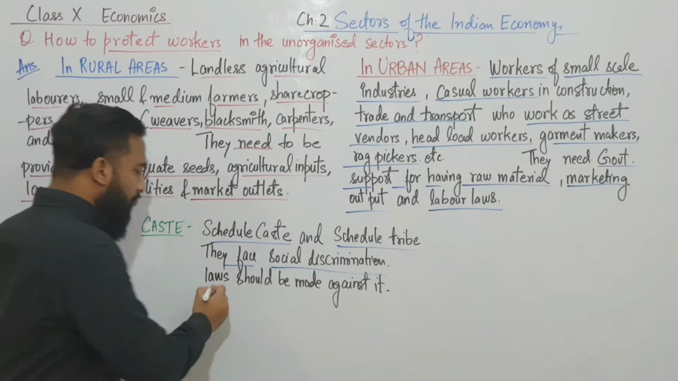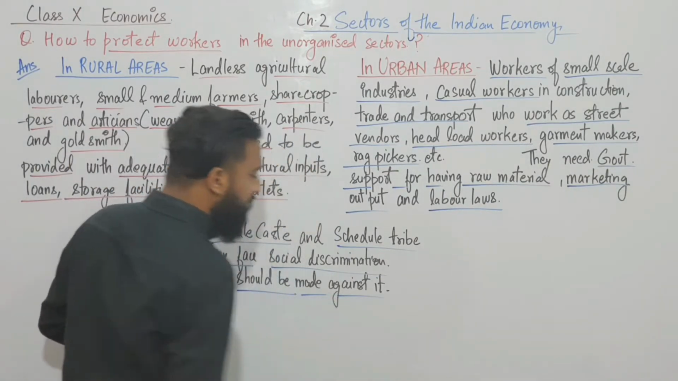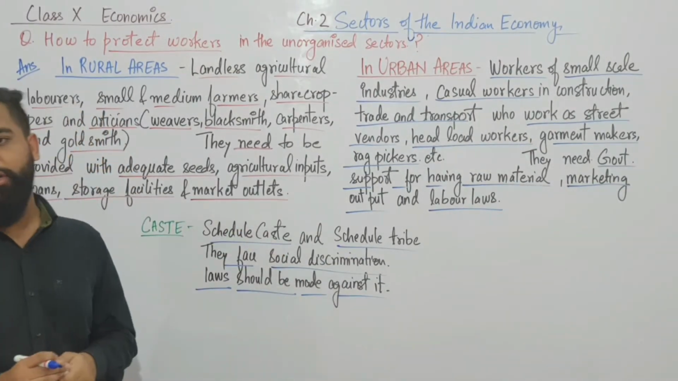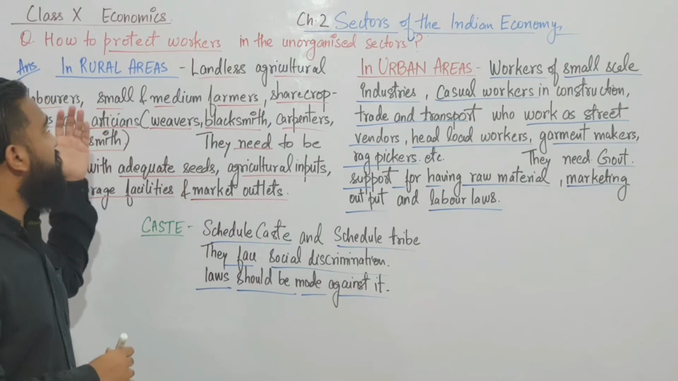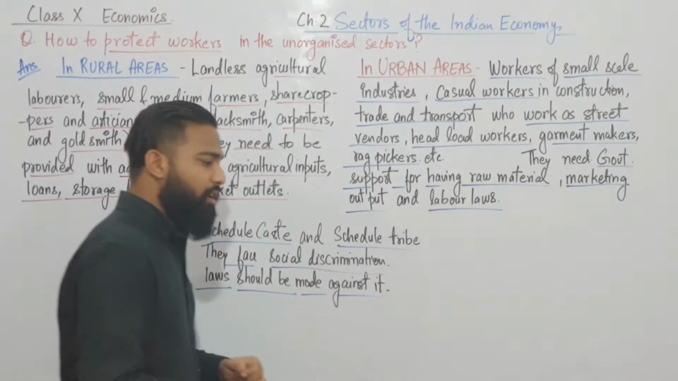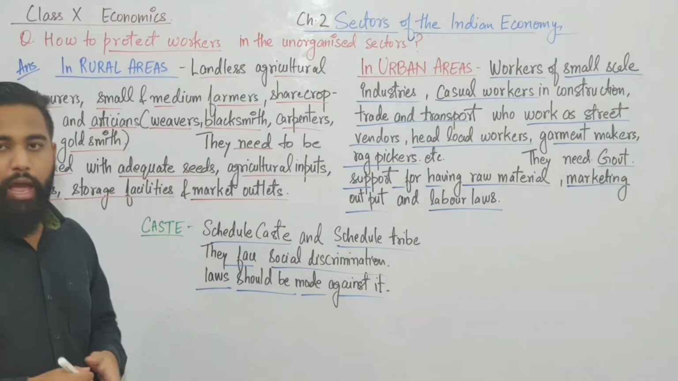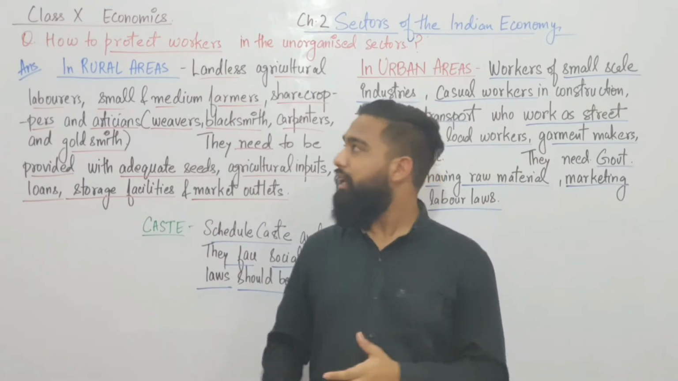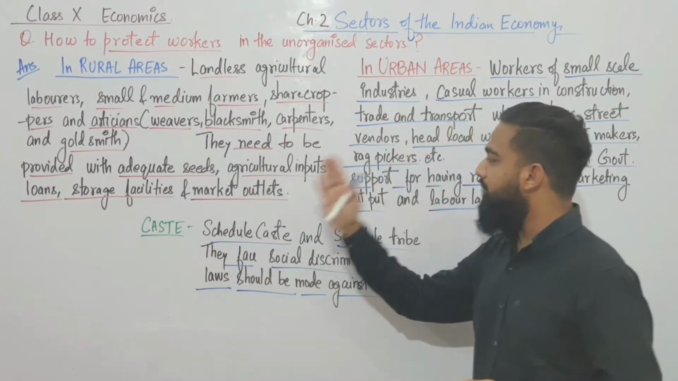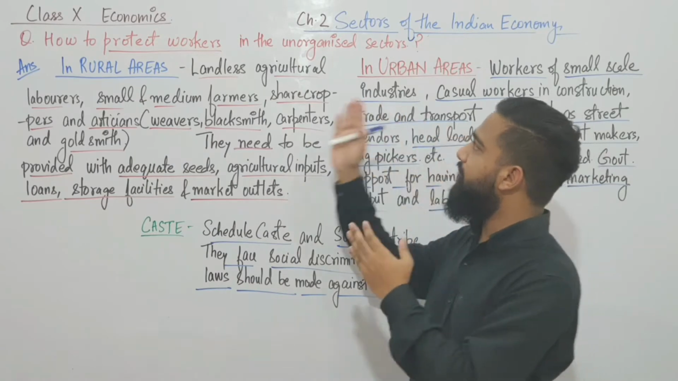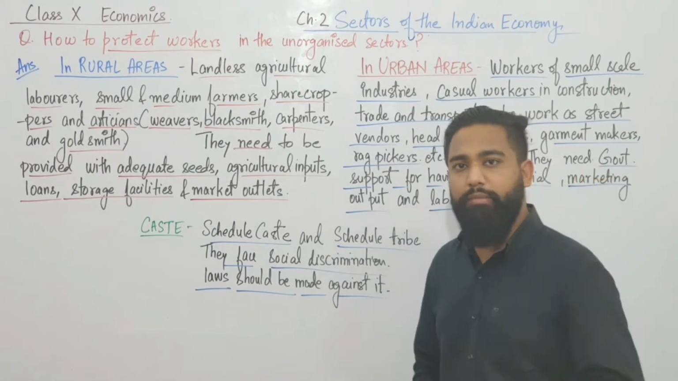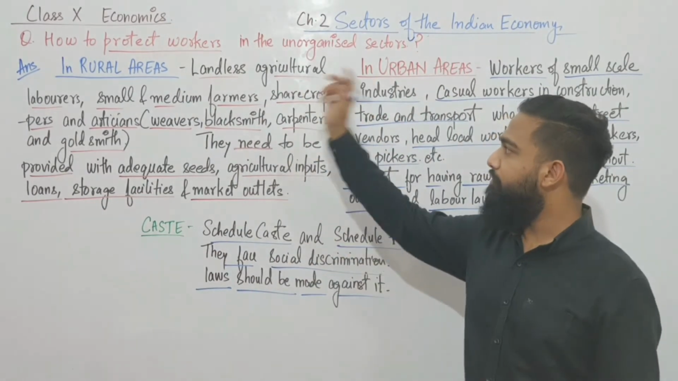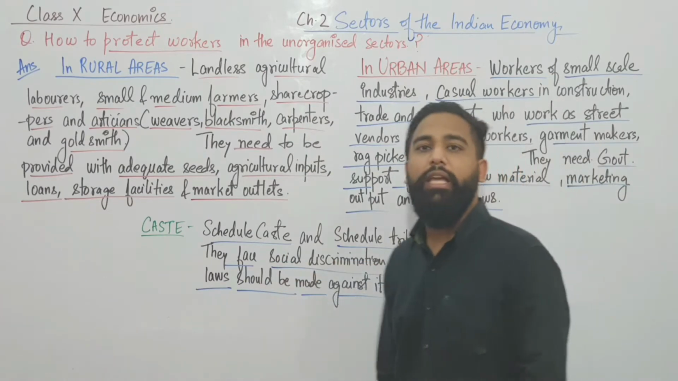And how can this be stopped? Strict laws should be made against it. If the government is making strict laws against this social discrimination, then we can cope up with the problem of protection of workers due to the caste, and the people can survive in the unorganized sector. So basically, in rural areas, in urban areas and caste system, if the question arises how to protect workers in the unorganized sector in 3 marks, it's better to differentiate in rural, urban and caste system, so that you get 1 mark for rural, 1 mark for urban and 1 mark for the caste system.